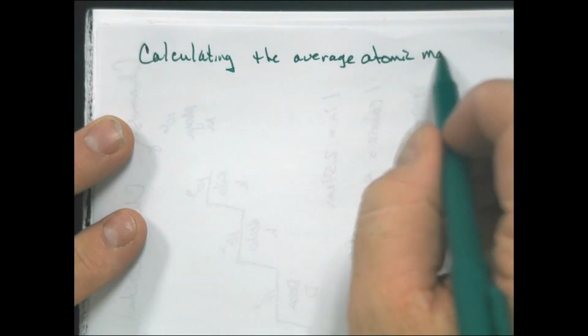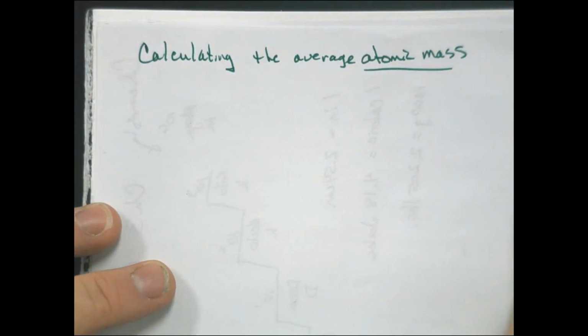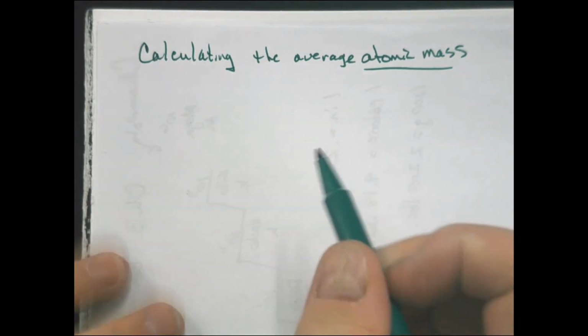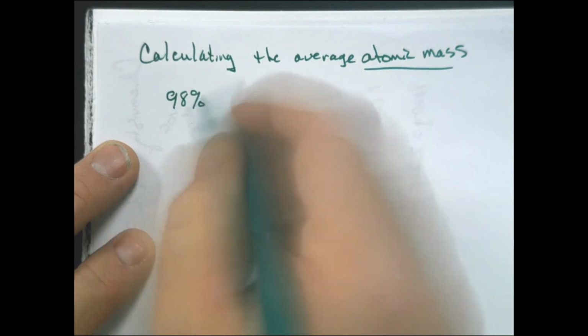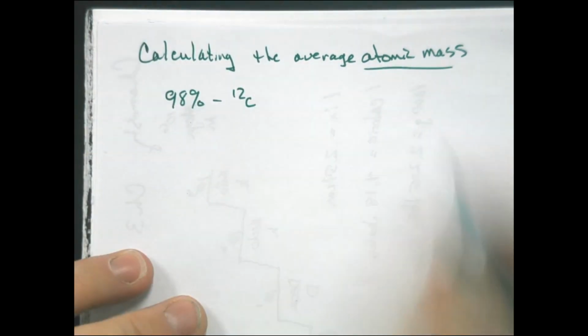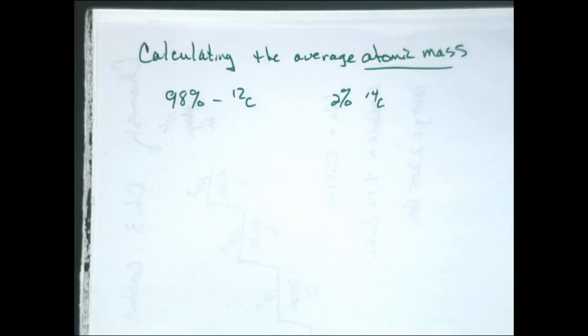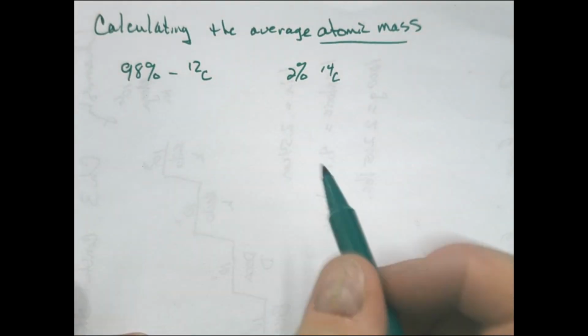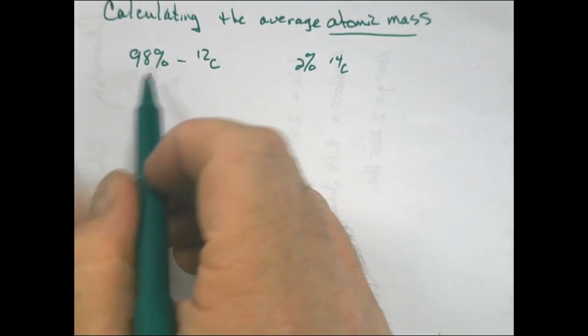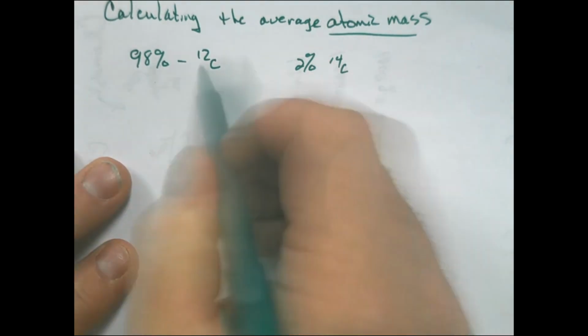Calculating the average atomic mass. Average atomic mass and just saying atomic mass means the same thing. It works like this. If you remember your numbers from the notes, 98% was carbon-12, 2% was carbon-14. This was the relative abundance of carbon. To find the average atomic mass, we use these percentages to weight our mass numbers.